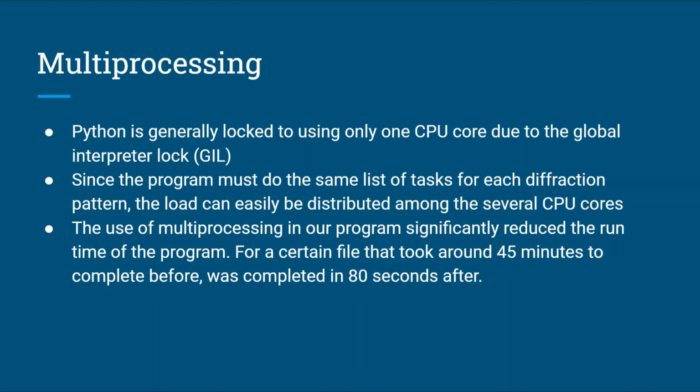Since the program had to perform the same list of tasks for each of the several thousand diffraction patterns, the load could easily be distributed among the several CPU cores. The use of multiprocessing significantly reduced the runtime of the program. For example, a certain file that took 45 minutes to complete before now was completed in 80 seconds.